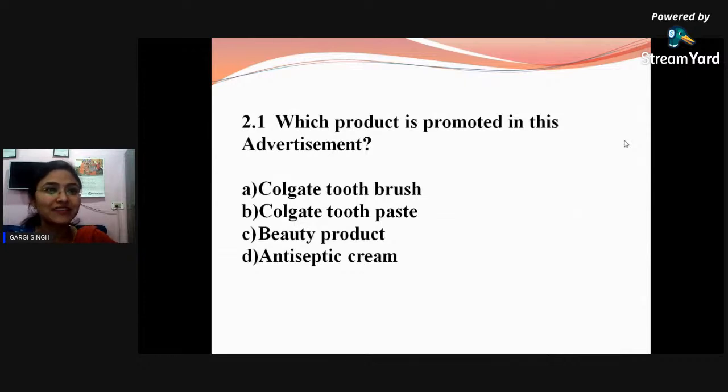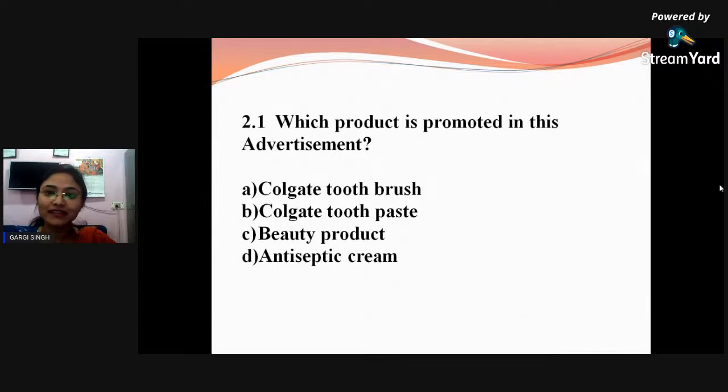So I'm waiting for the comments. Option A, Colgate toothbrush. Option B, Colgate toothpaste. Option C, beauty product. Option D, antiseptic cream. So what's the answer? Okay, Deepak says option B. Yashika, she says option B. Aishwarya, option B. Prashant, good. Okay. Dharmendra, B option, nice. Vedika Rathi, option B. So everybody, there's no doubt. Very nice. Your observation is too good.